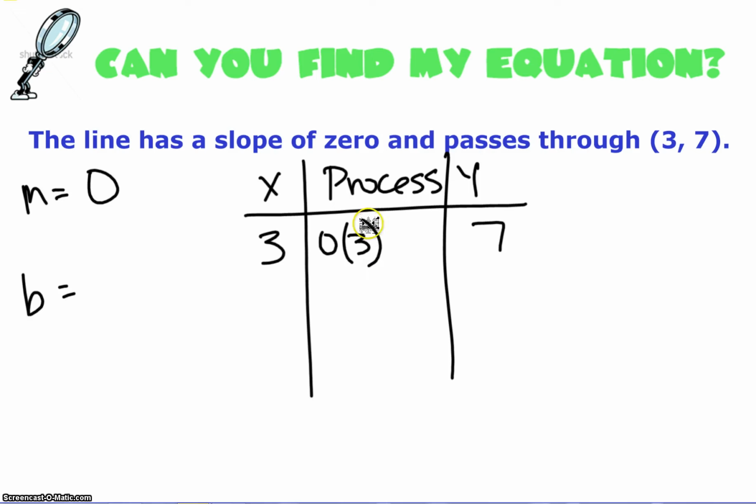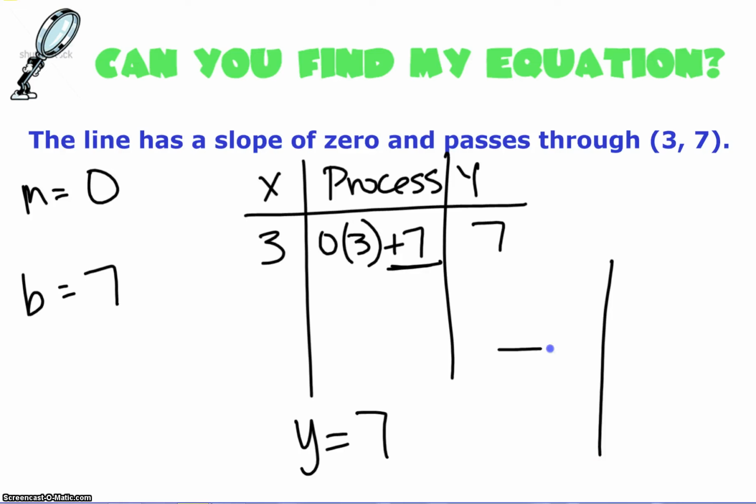We know our slope is 0, so it's going to be 0 times 3. We're looking for that constant. 0 times 3 is 0, so what do I need to add or subtract to get to 7? Our answer is 7, so our b is 7. So our equation, if I have 0 as my slope, do I need to put 0x? No, you do not need to put 0x. So our equation is y equals 7.